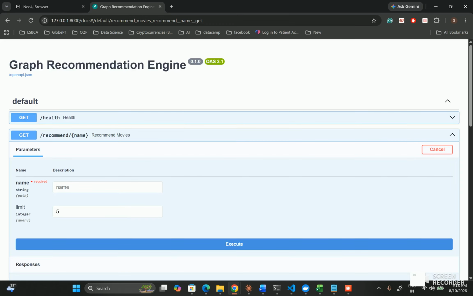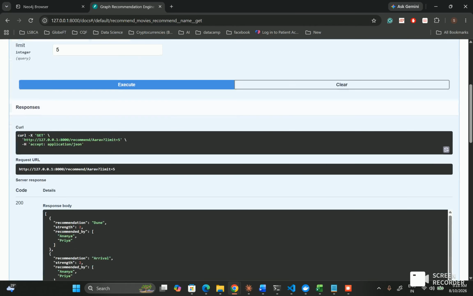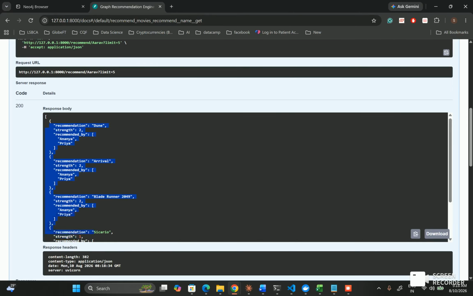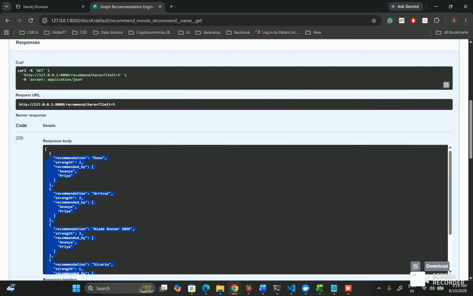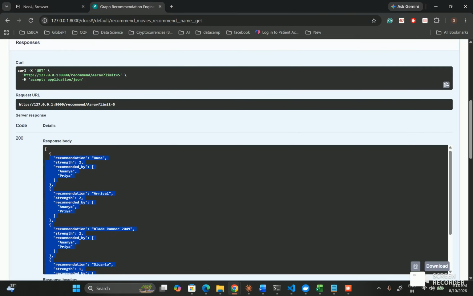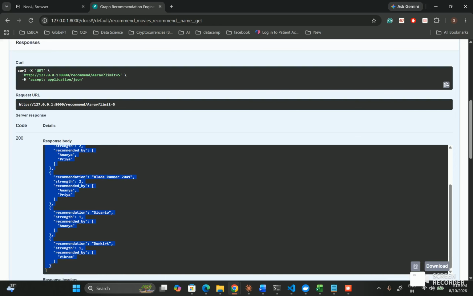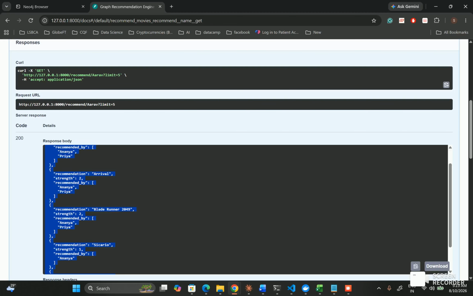If I type, let's try this out. If I type Arav, I execute. See over here, same result. We have Dune, strength 2, Ananya, Priya. We have Arrival, strength 2, Ananya, Priya. Blade Runner 2014, Ananya, Priya. Understandable? Makes sense?